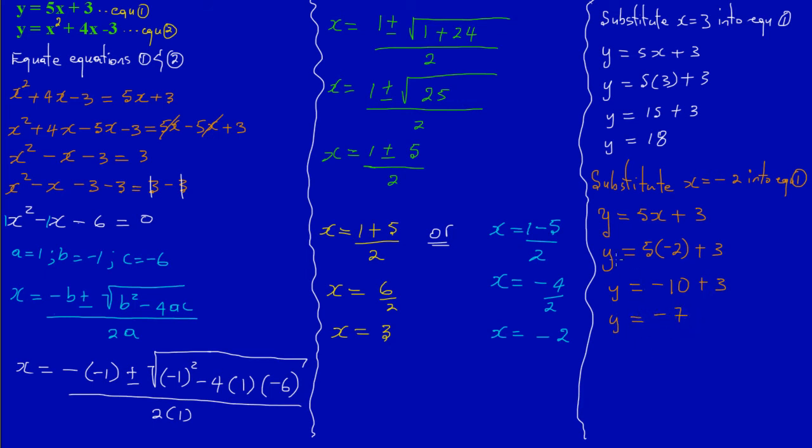Okay, guys? Now, from here, I need to state my solutions. So when x is equal to 3, my corresponding y value is equal to 18. And when x is equal to negative 2, my corresponding y value is equal to negative 7. And those are our answers.